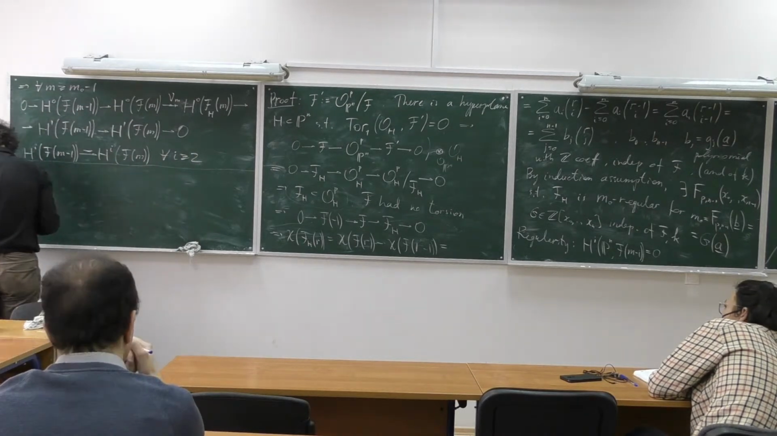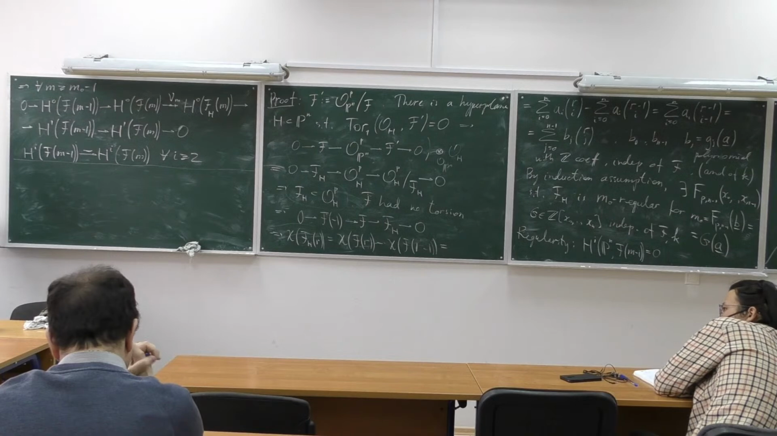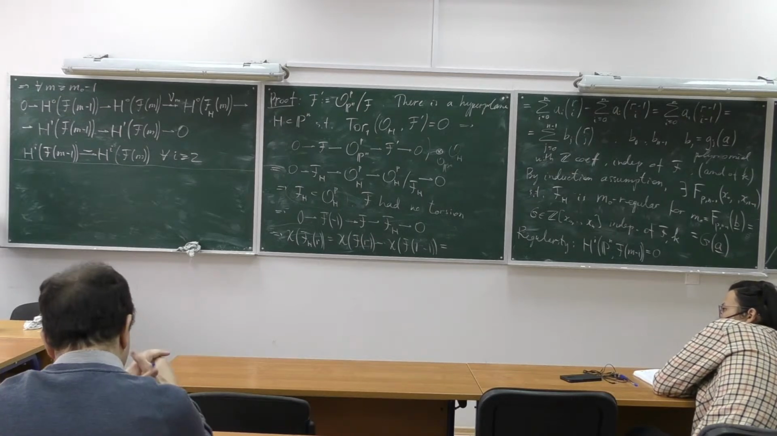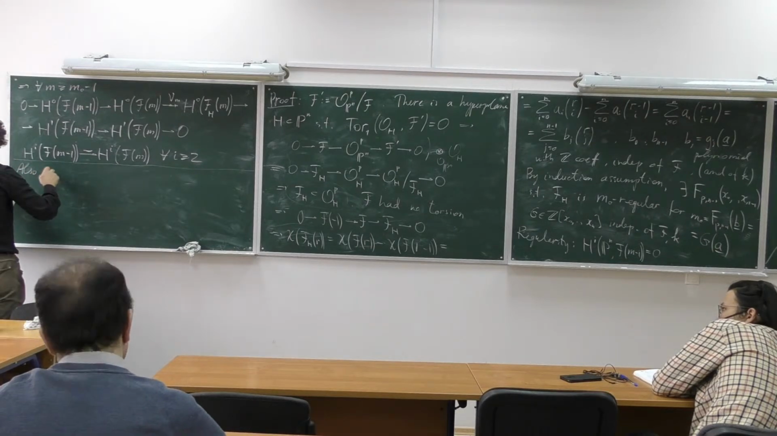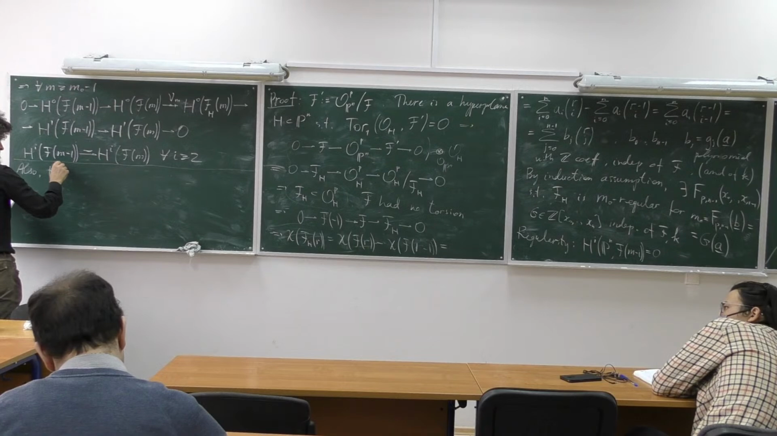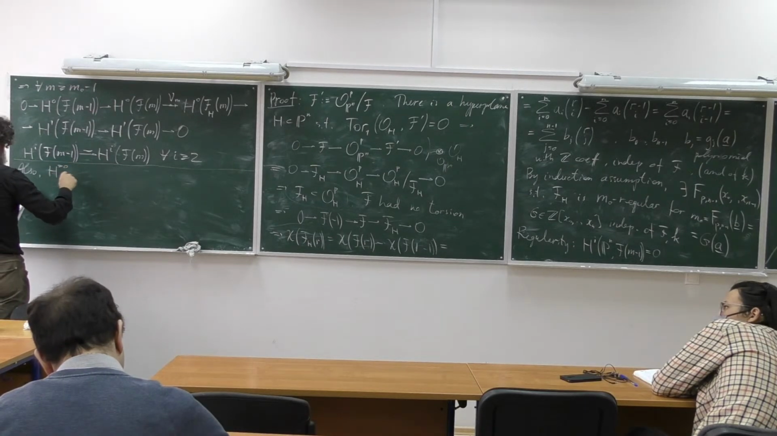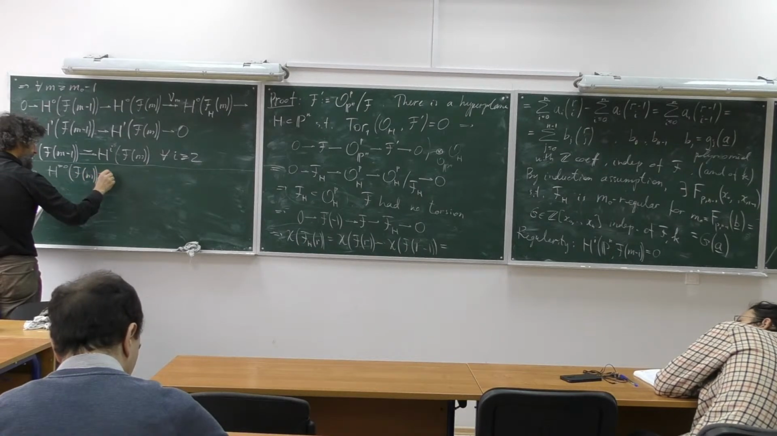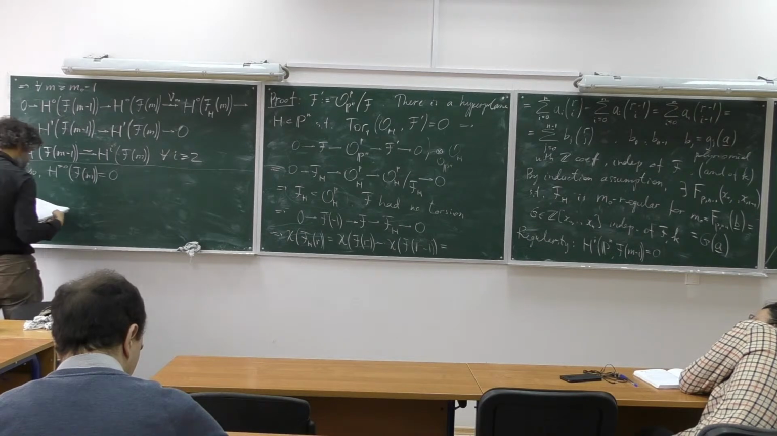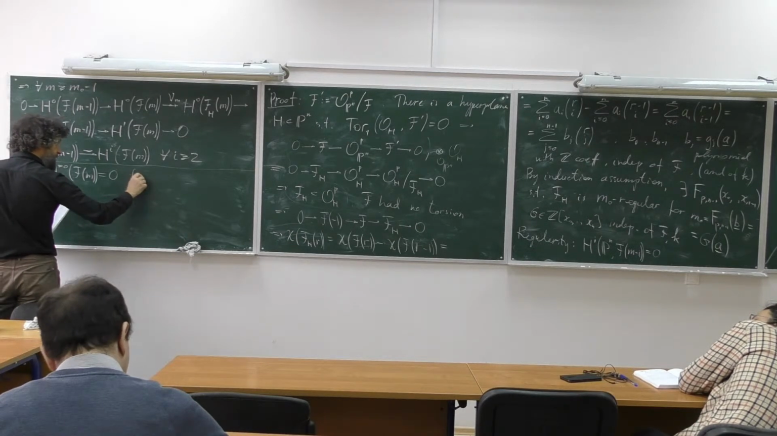Okay. So what do we know? We know that if we twist sufficiently, with a sufficiently big twist, then there are no higher cohomology. This we proved a long time ago.